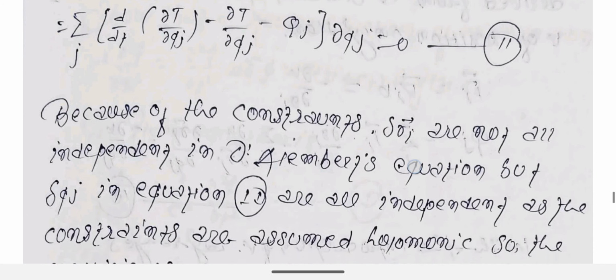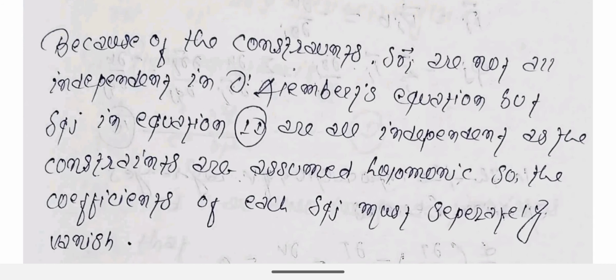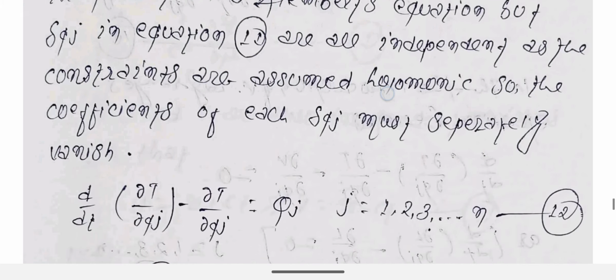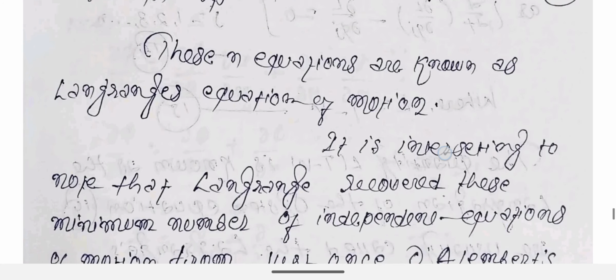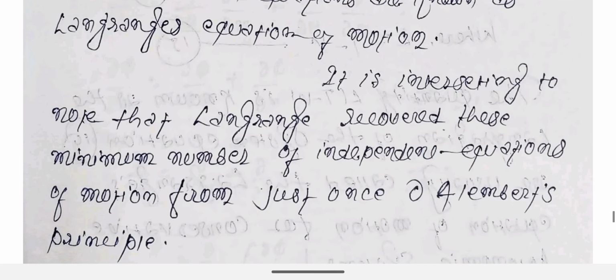Because of constraints, del Ri are not independent in D'Alembert's equation, but del qj in equation 11 are independent, as the constraints are assumed holonomic, so the coefficients of each del qj must separately vanish. And then we obtain equation 12. These n equations are known as the Lagrangian equations of motion. It is interesting to note that Lagrange recovered this minimum number of independent equations of motion from just one D'Alembert's principle.